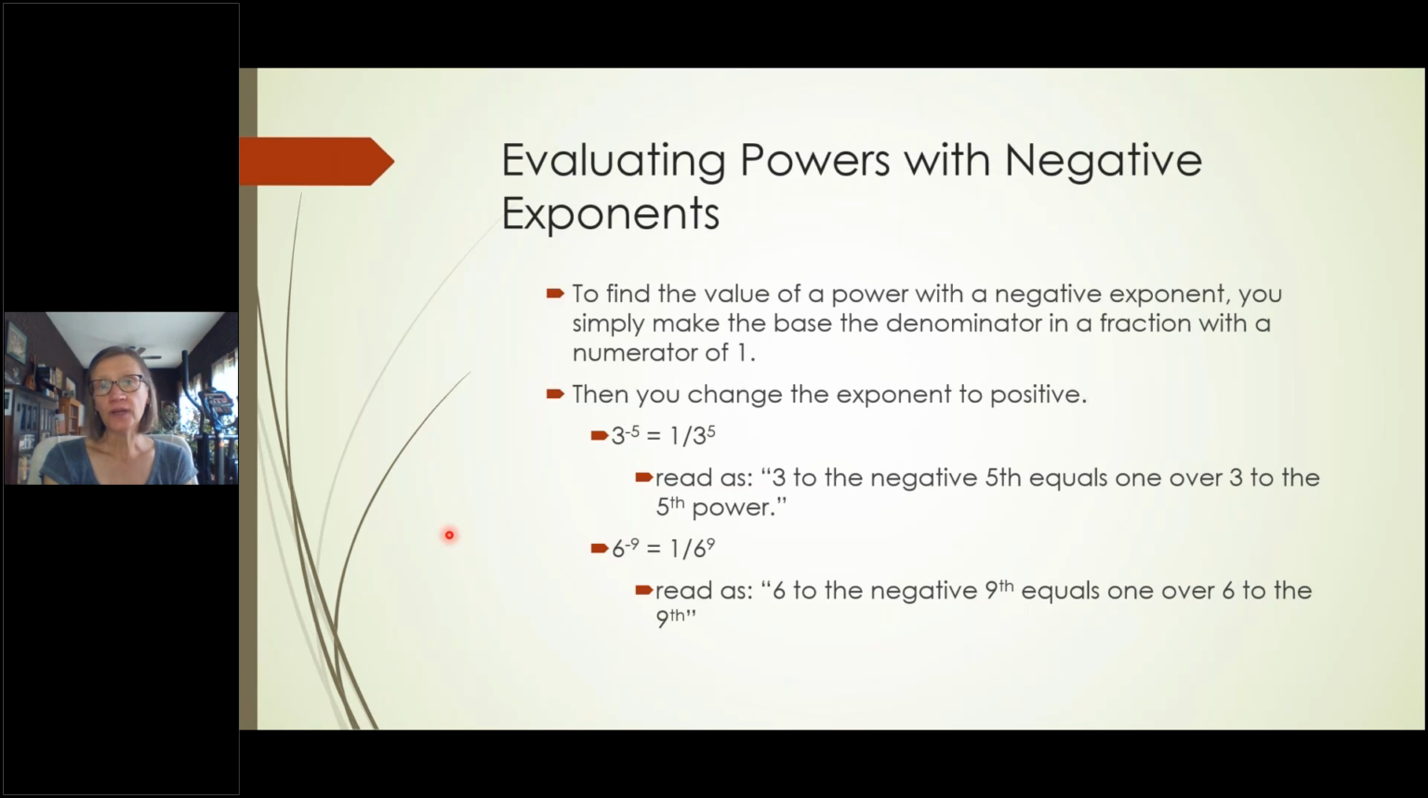So when you're evaluating powers with negative exponents or finding their value, it's a fairly simple little formula that you go through. You simply make the base the denominator of a fraction with a numerator of 1. And then you change the exponent to positive. So 3 to the negative 5th equals 1/3 to the 5th, and it can be read as 1 over 3 to the 5th power. 6 to the negative 9th equals 1/6 to the 9th. And then once you have that, you can calculate the value the same way you did with any positive exponent.